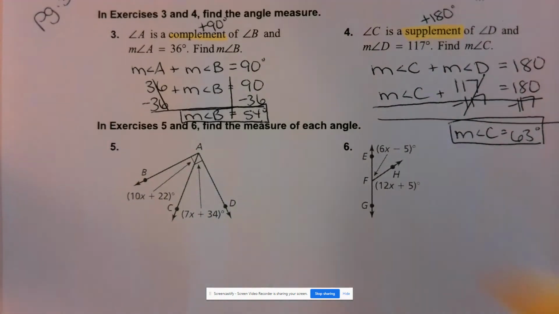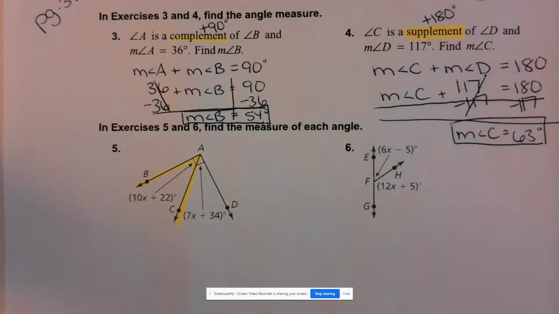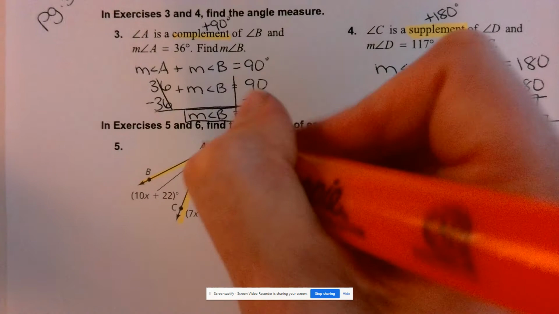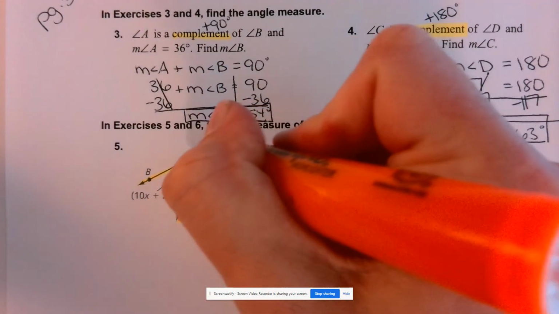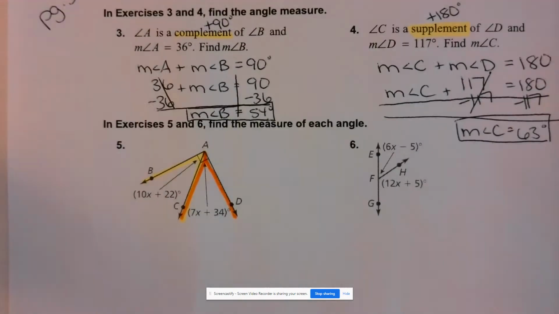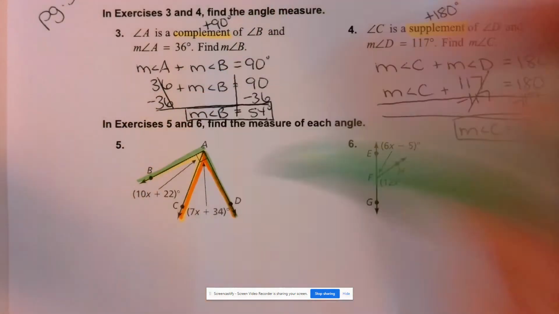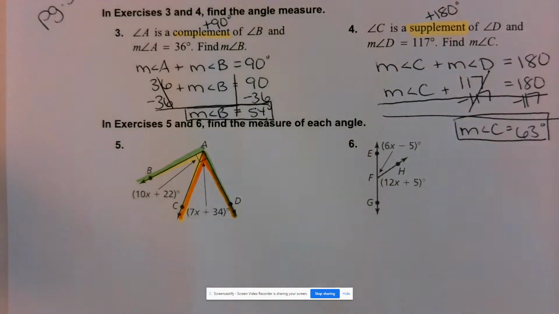I know that this small yellow angle must add with this orange angle to equal the larger angle. I'll outline the larger angle in green. We can use that to help come up with an equation.